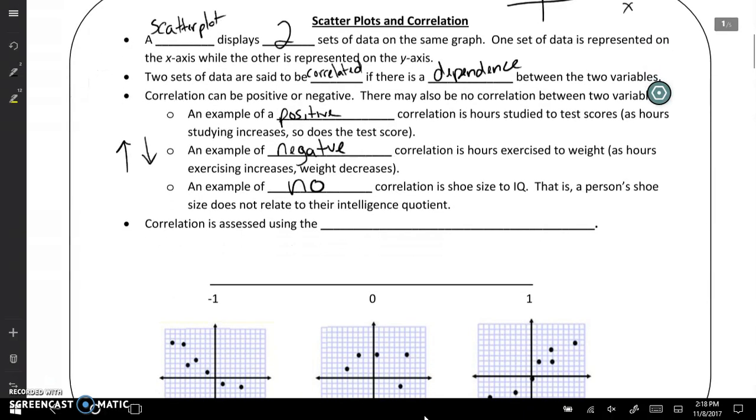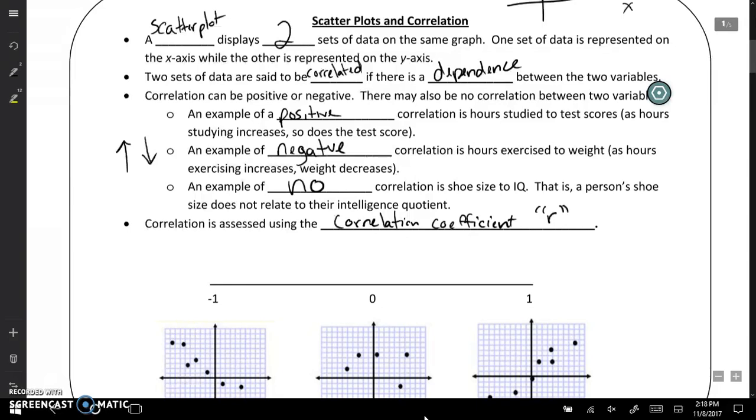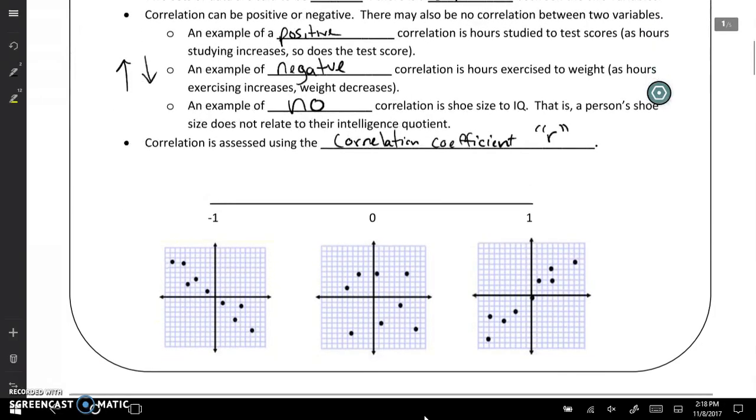We assess correlation by using what's called the correlation coefficient. It is going to be our R value. We're going to get that from our calculator. Our calculator is going to give us our exact correlation coefficient. It's a number that ranges from -1 to +1.